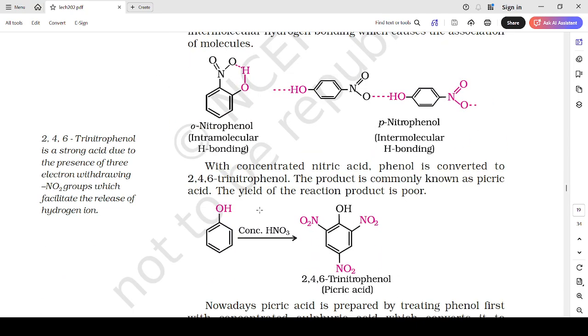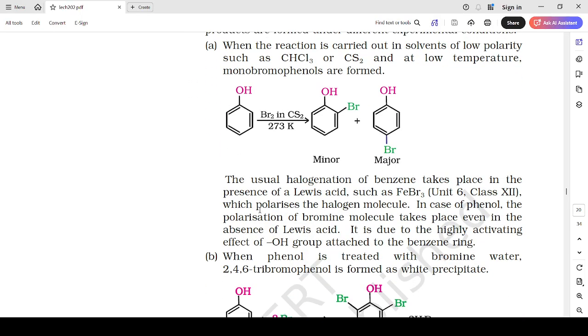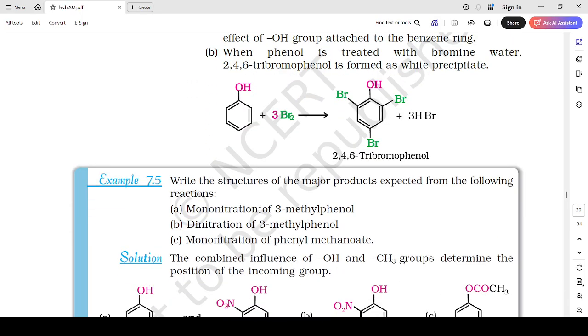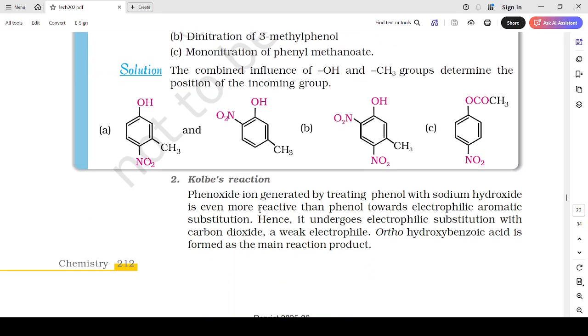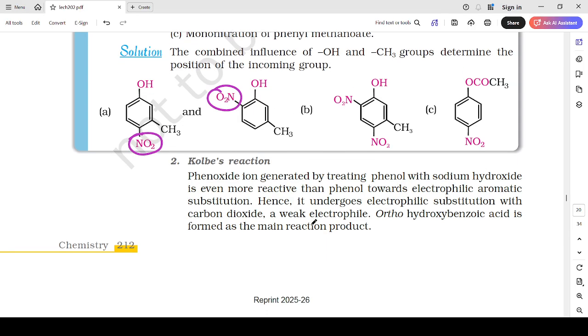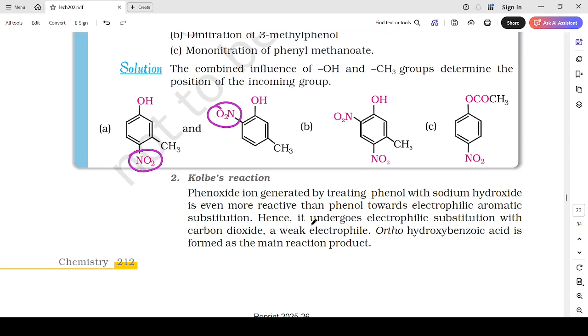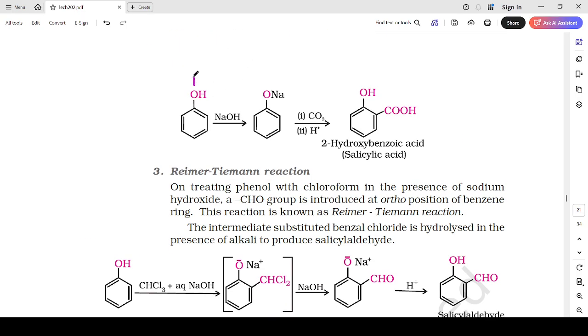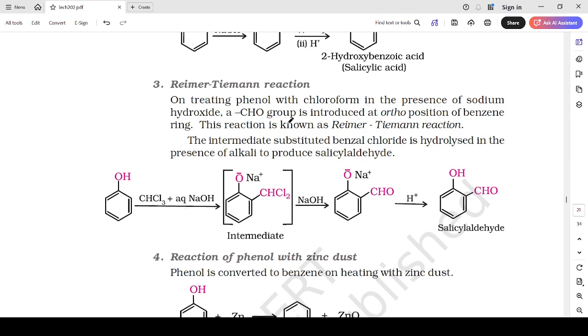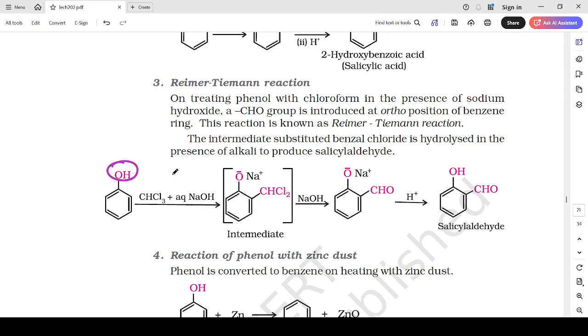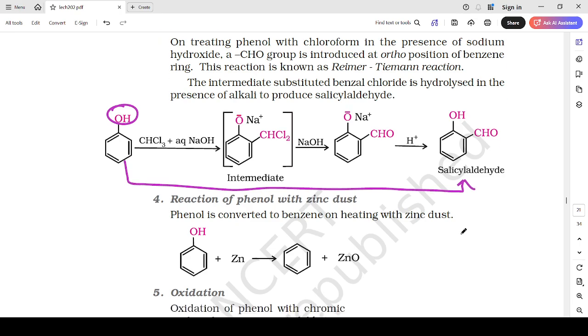In the last session, we completed the formation of tribromophenol derivatives. We understood why this nitro group is present at this position. We also dealt with Kolbe's reaction, where you convert phenol into salicylic acid. We completed the Reimer-Tiemann reaction, where we converted phenol into salicylaldehyde.